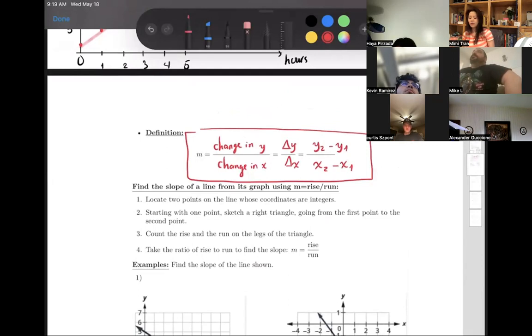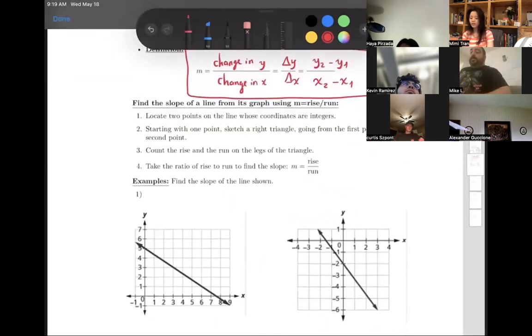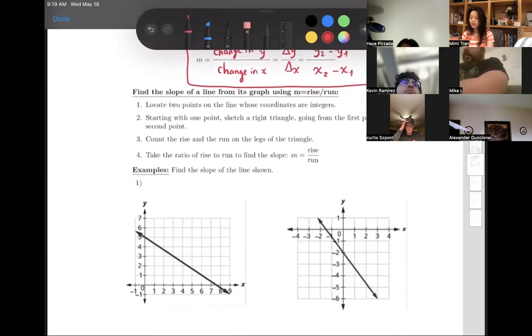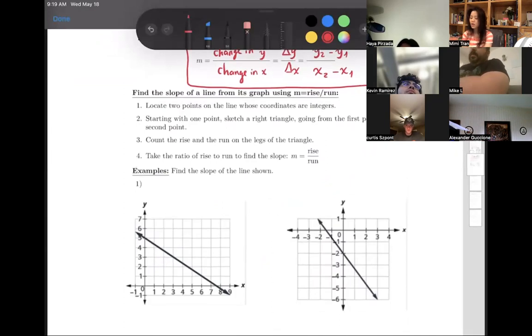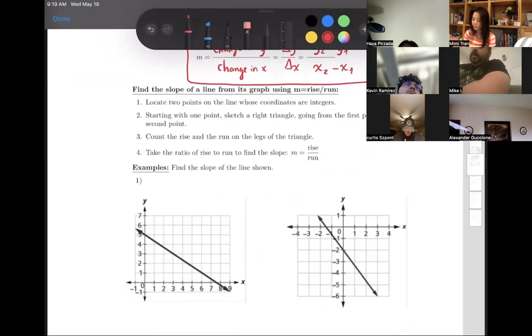Okay, now we know how to calculate the slope. We're going to try to find the slope from the graph. So if I give you a graph and I want you to find the slope, here's the step. First, you locate 2 points on the line whose coordinates are integers. Why integers? Because it's easier, right? If you locate something like 1.5 or 1.3, it's hard to eyeball those numbers. So pick integers.